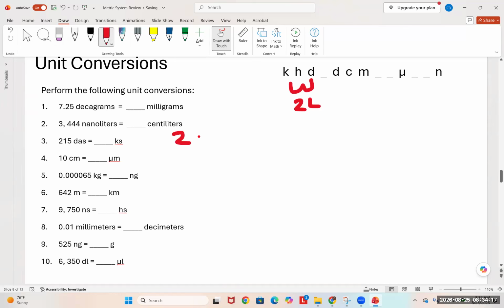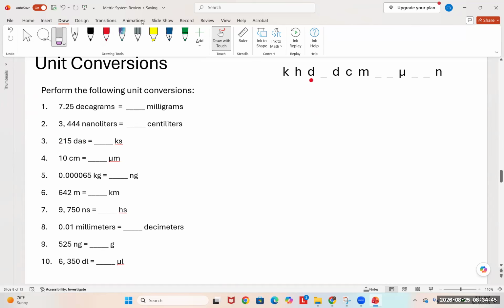So we're starting with 215.0. We're going to move that decimal 2 places to the left. 1, 2. So that's going to be 2.15 kiloseconds. Now remember, we moved our decimal to the left, so 215 should now be written as a smaller number, and it is 2.15.